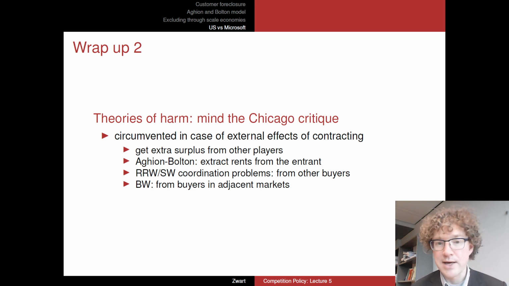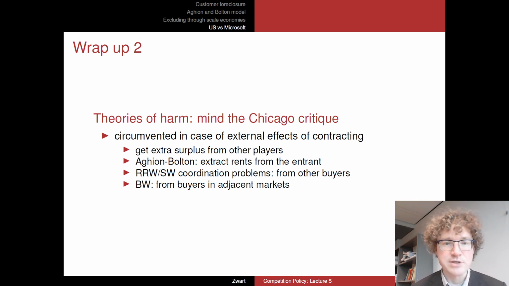be anti-competitive. We have been looking at external effects, essentially, of contracting. Somebody who's not at the table at the time of negotiating these contracts has their rents extracted. In the Aghion-Bolton model, it was the rents from the entrant that were extracted, and there, in fact, the entrant does enter the market. So exclusion is not taking place in that model, but the total surplus that the entrant gets is reduced by the presence of the contract with these damages for breach clauses.